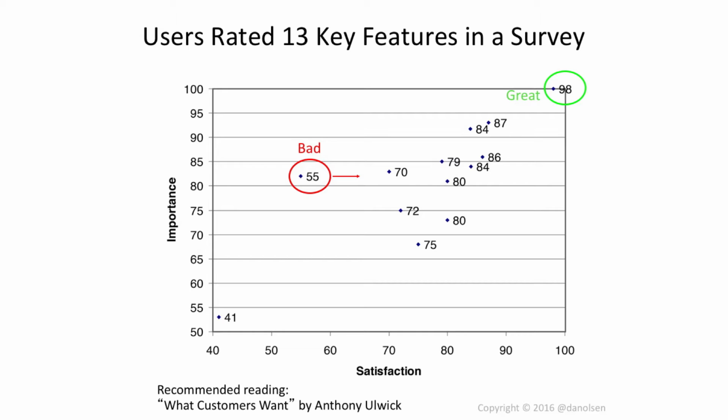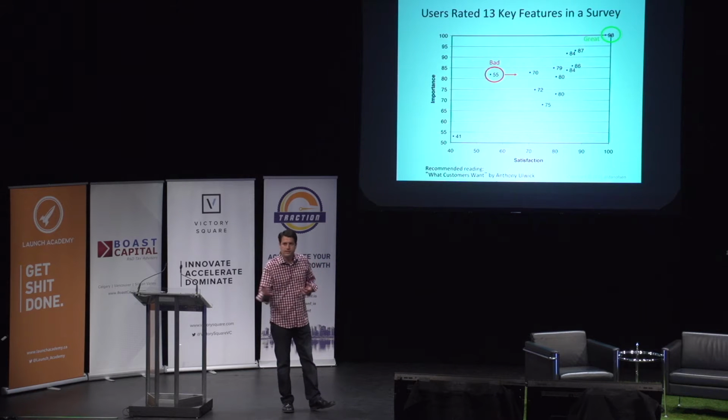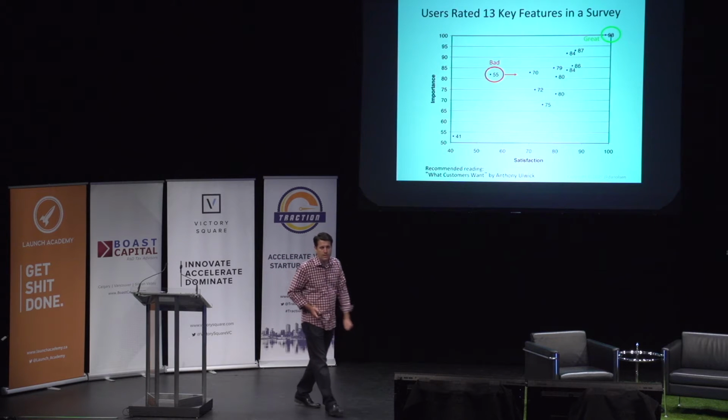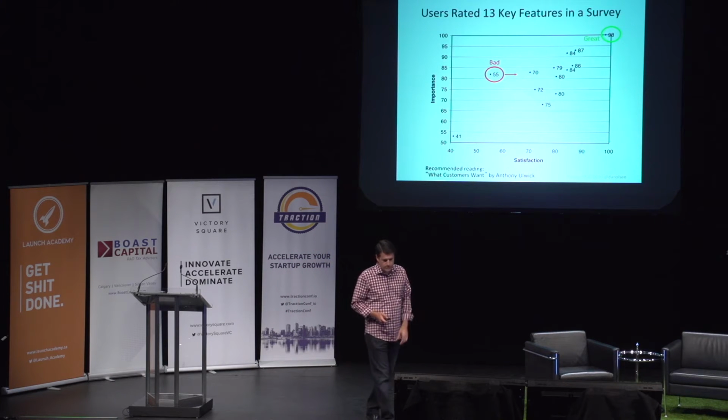It's relatively high importance, low satisfaction. So we can go after that. And that helps us prioritize, again, to add the most customer value. If you like the idea of getting quantitative about importance and satisfaction, in addition to my book, I recommend checking out What Customers Want by Anthony Ulwick. He has another similar approach to that.